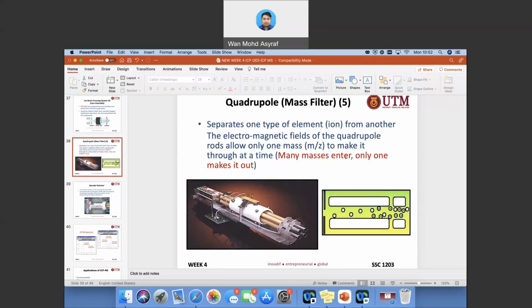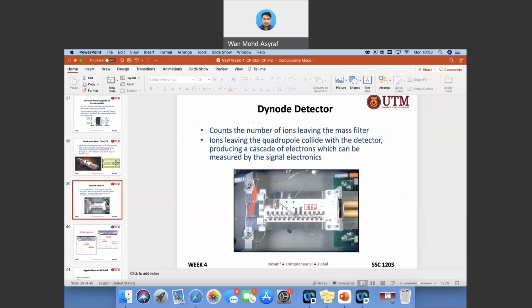Many masses enter, only one makes it out. As you can see here, there are a lot of masses, but only one measurement at a time. Now we are going to look at the detector. It counts the number of ions leaving the mass filter, the quadrupole mass filter.